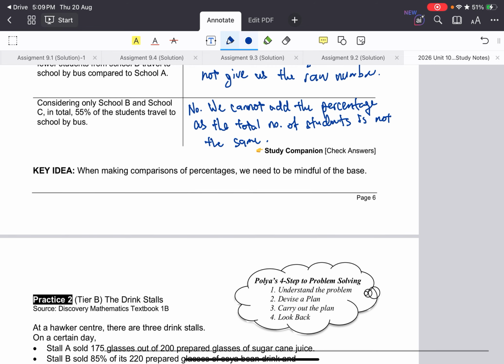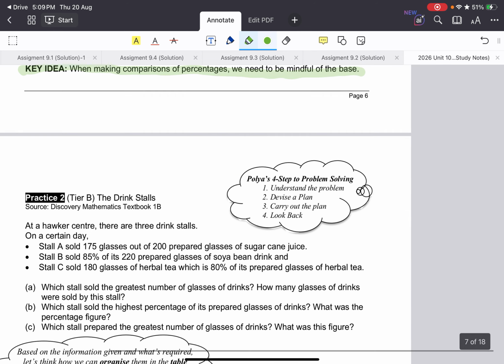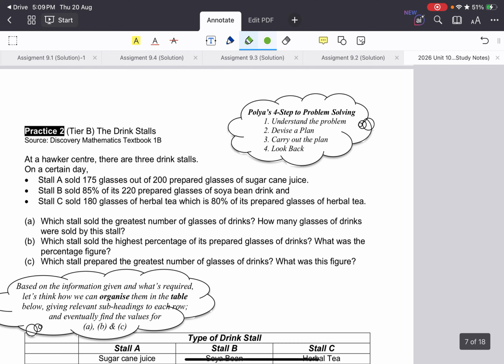So the key idea here, let me highlight that for you: when making comparison, we got to be mindful of the base, because they are different total values. Okay, practice time. Here's a very interesting question.